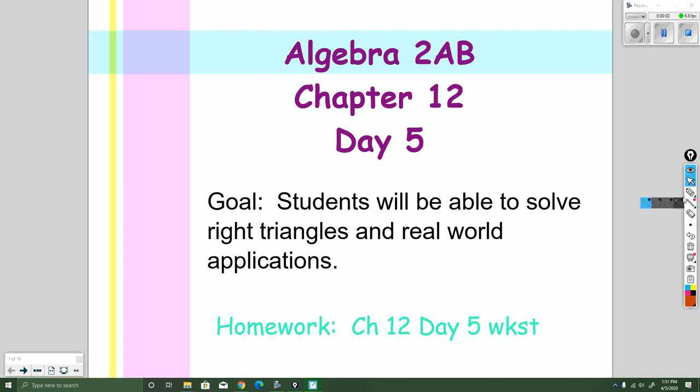Hello, Algebra 2 AB. Today we're going to talk about Chapter 12, Day 5, which is about how to use inverse trigonometric functions, or inverse trig ratios. The other day we talked about the Pythagorean theorem, special right triangles, and also trigonometric ratios. So that should be some introductory knowledge that you have coming in.